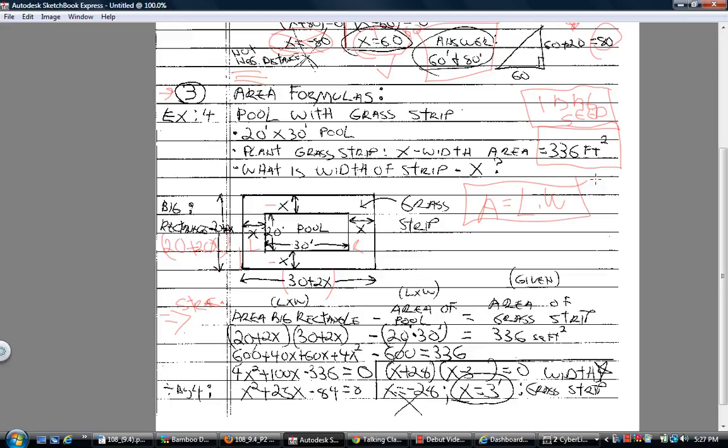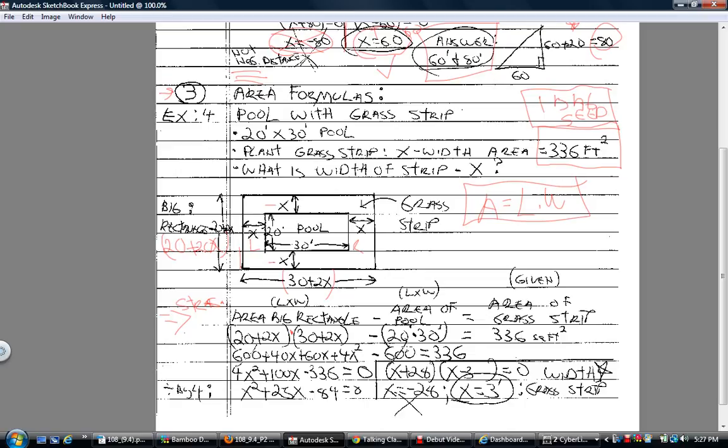You've done hundreds of those problems back when you were in like 5th and 6th grade. Now, do you know the area of the big rectangle? Well, we know it's what? 30 plus 2x times 20 plus 2x. And that's how we would figure out that area. If I knew the area of the big rectangle, and if I took away or subtracted the area of the pool, which is the 20 by 30, so multiply those two, what would be left standing?